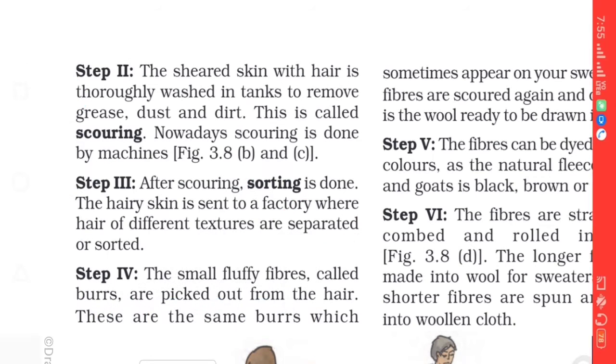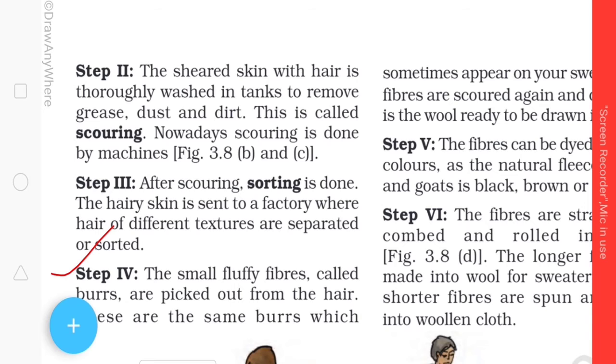Now let's see the fourth step. The small fluffy fibers called burrs are picked out from the hair. These are the same burrs which sometimes appear on your sweater. Now what do we do in the fourth step? The small fluffy fibers, very small fibers, are called burrs. An example is a sweater.